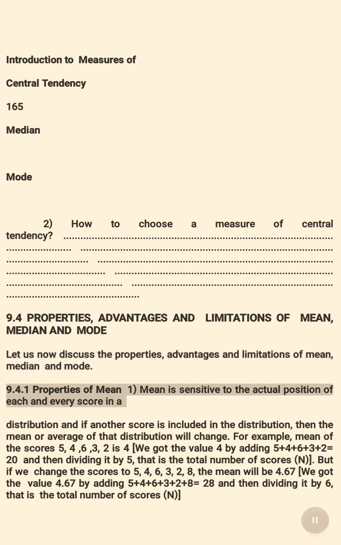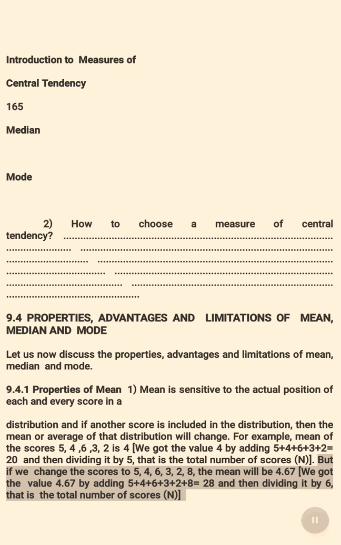Mean is sensitive to the actual position of each and every score in a distribution, and if another score is included in the distribution, then the mean or average of that distribution will change. For example, mean of the scores 5, 4, 6, 3, 2 is 4. We got the value 4 by adding 5 plus 4 plus 6 plus 3 plus 2 equals 20 and then dividing it by 5. That is the total number of scores, n.